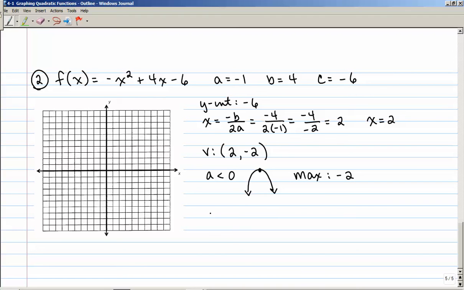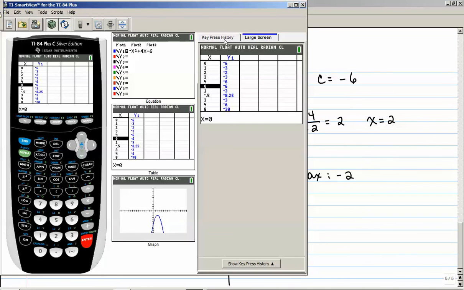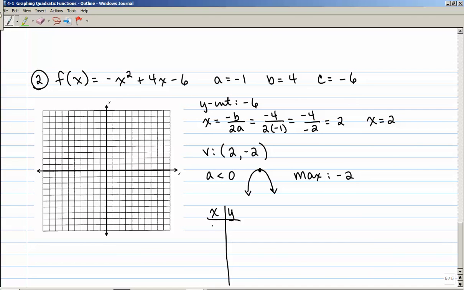And let's go ahead and copy that table. And let's take a look at that. So I have 0, -6, 1, -3, 2, -2, 3, -3, and 4, -6. And again, I did see the symmetry in my y values here, which is what I should have. So 0, -6, and that makes sense, remember, because we said our y-intercept is -6.